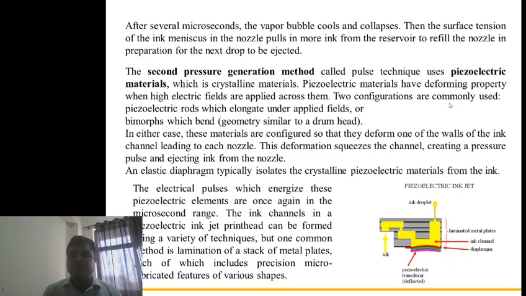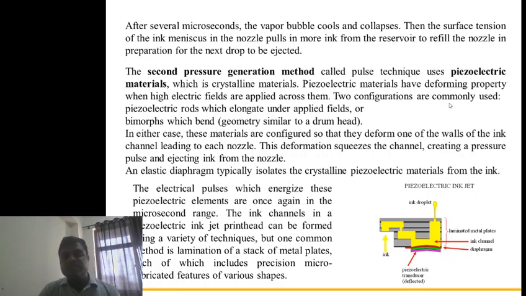We already know that once we apply a high electric field, the piezoelectric material is deformed, and when we remove the field, it regains its actual shape. So basically two configurations are commonly used. First, we use a piezoelectric rod which elongates under the applied field, or we use bimorphs which bend. So either we use the piezoelectric rod or we use bimorphs.